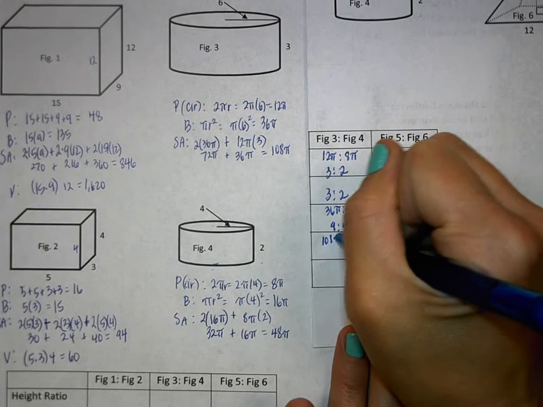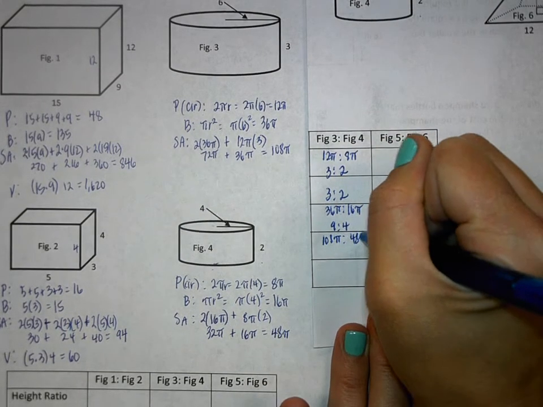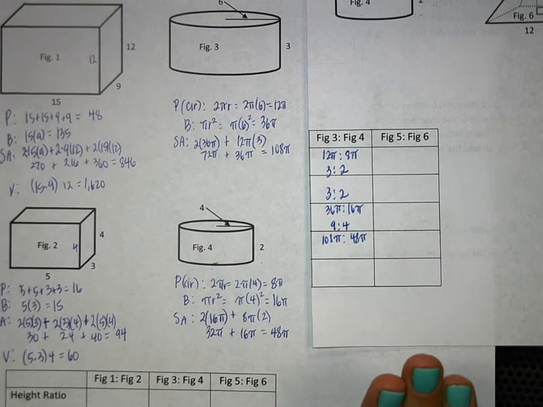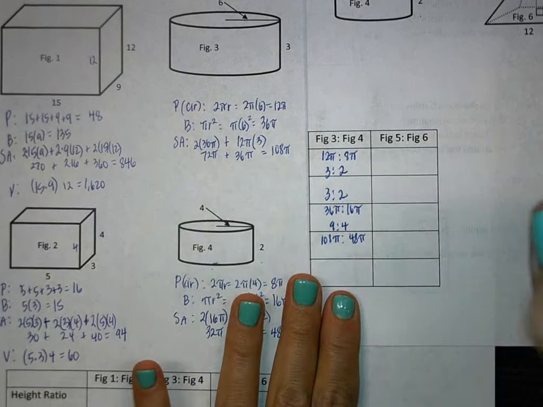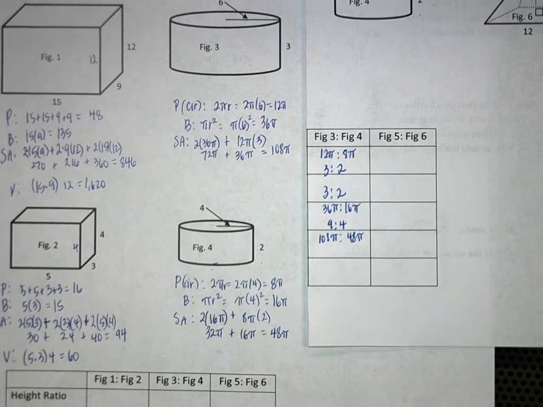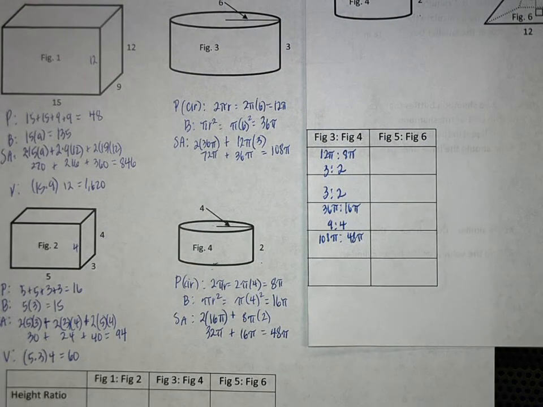So we write this ratio, 108 pi to 48 pi. And that reduces to be, you can actually divide by 12. Does anybody have a calculator? Oh, it's 12. It is 12? Okay, just making sure. Okay, and it reduces to be 9 to 4.